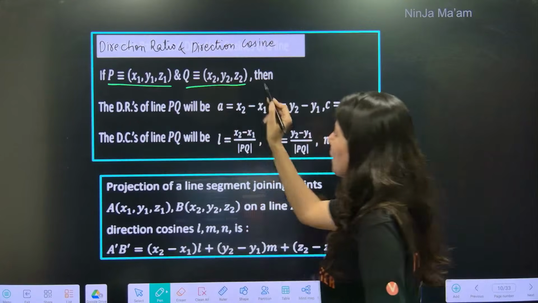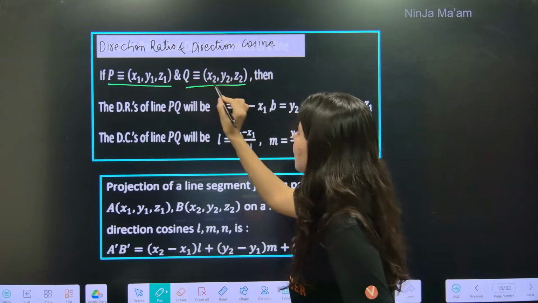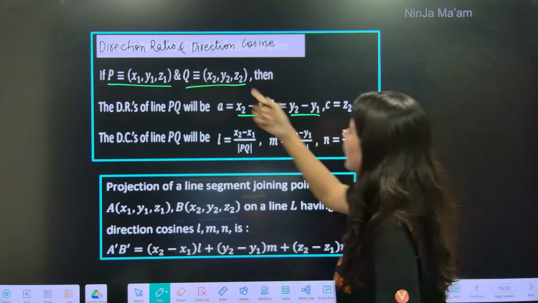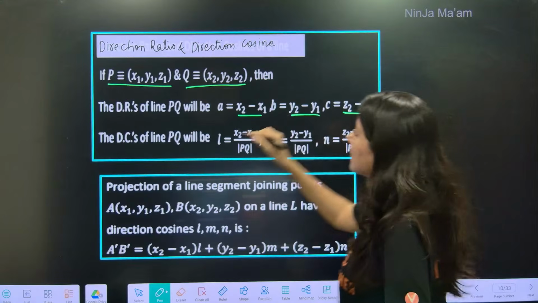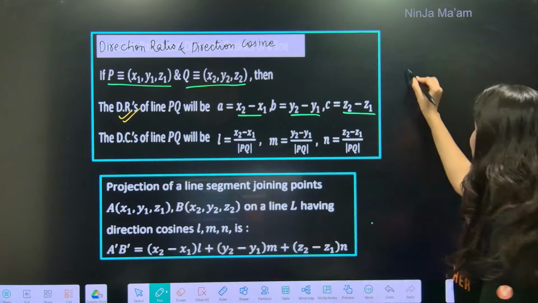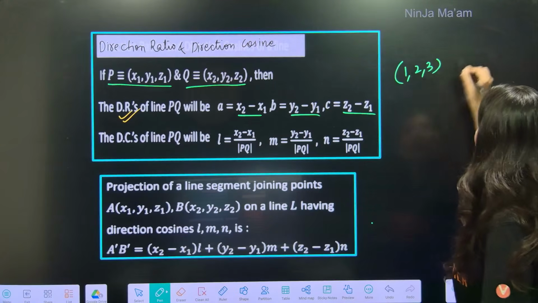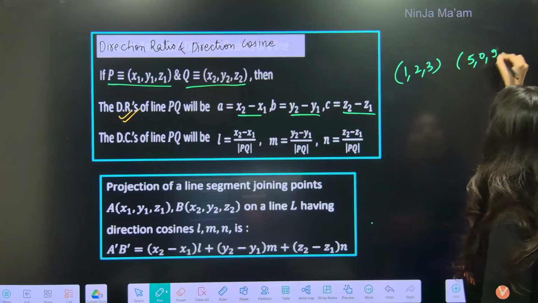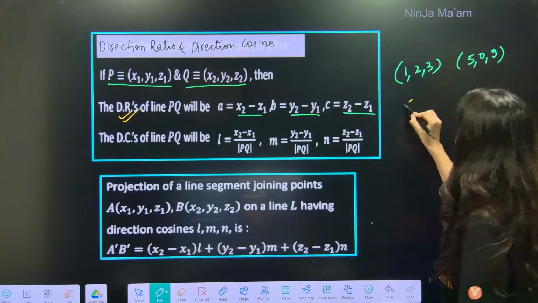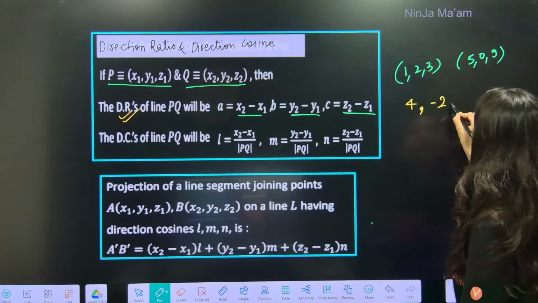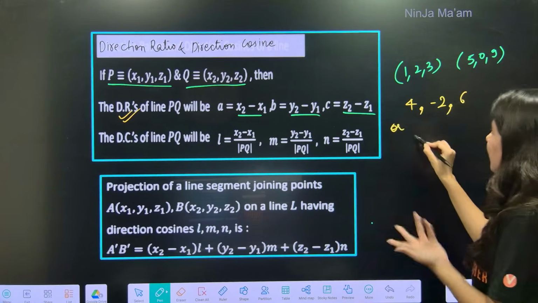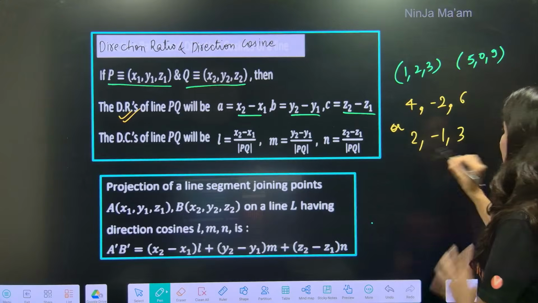So if 2 points are given to you, you just need to subtract these two things: x2 minus x1, y2 minus y1 and z2 minus z1. So you will get the direction ratio. Suppose I give you 1, 2, 3 and 5, 0, 9 and ask you to find the direction ratio. You'll say 5 minus 1 is 4, 0 minus 2 is minus 2, and 6. This is the direction ratio, or in simplified format, you can also write this.